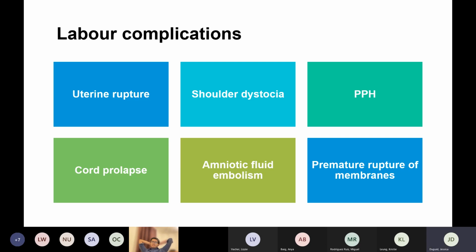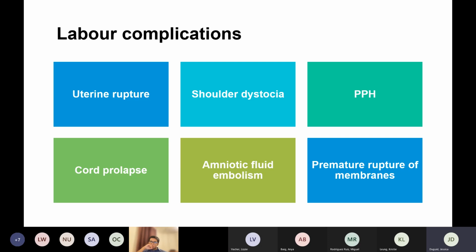Failure to progress, yeah. Postpartum hemorrhage, yeah. Shoulder dystocia, maternal fever during labour. So these are the ones that I've come up with. We're going to look at sepsis, yeah. So uterine rupture, shoulder dystocia, postpartum hemorrhage.